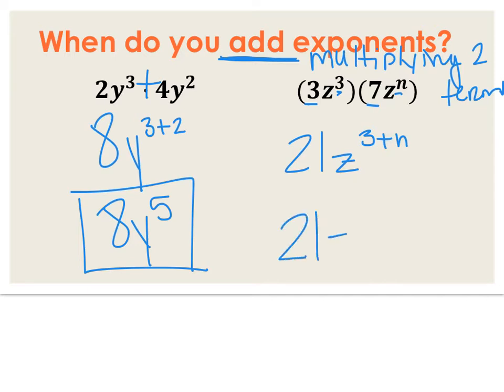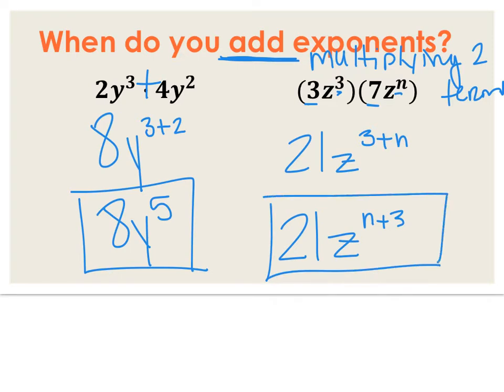So 21z, and then I'm just going to flip the order because I like to write my variables first. But that's literally your answer. 21z and then n plus 3 because I'm adding my exponents together. When it's a multiplication problem, you add. Okay?